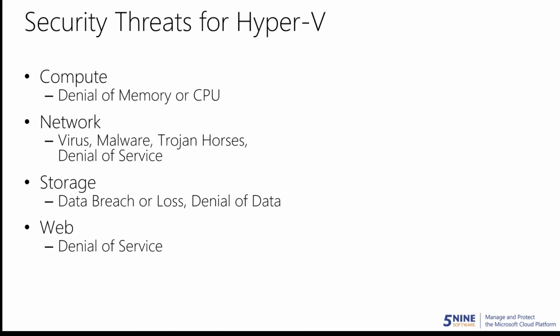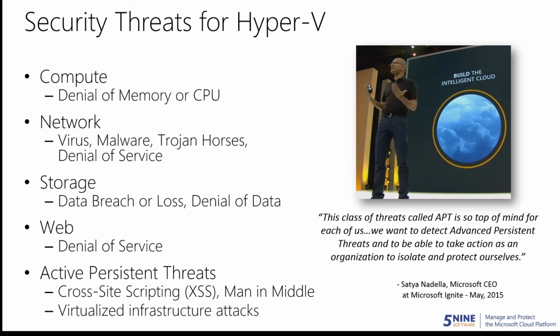So we want to have some best practices in place that really prevent these different areas, these different layers being attacked. Now the biggest one that people are becoming more and more concerned about are advanced persistent threats, known as APTs. And in fact, this has become such a major problem that our CEO, Satya Nadella, even highlighted this during the Ignite conference keynote, talking about how problematic these were becoming.